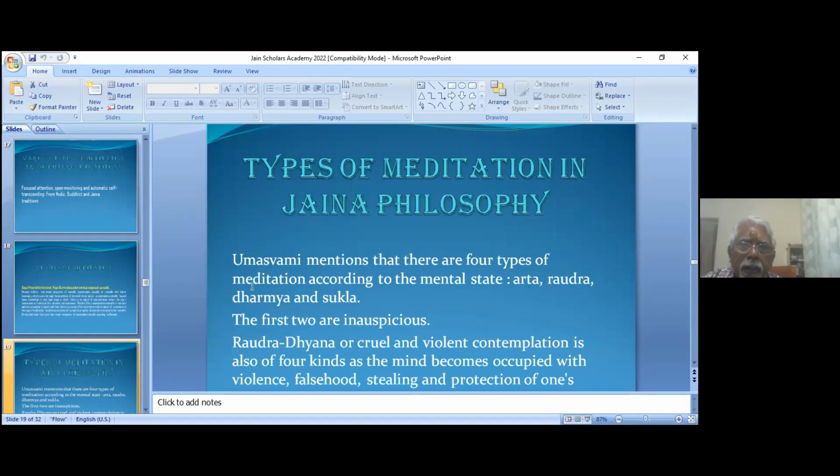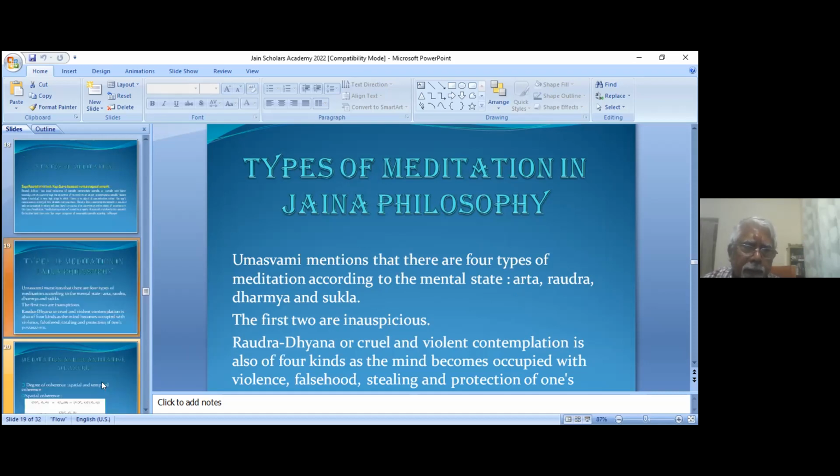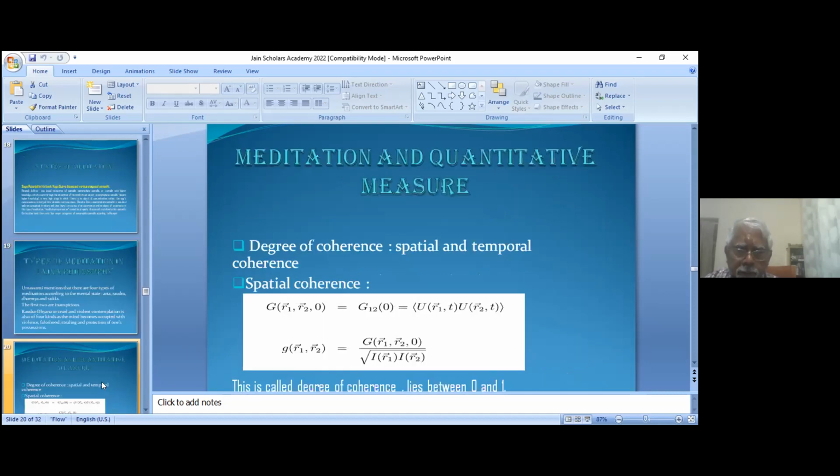And also in Jain philosophy, there are different types of meditation. There are four types of meditation in the Jain text, Gyanarnava. The four states are Arta, Raudra, Dharmya, and Shukla. And the first two are inauspicious. I will not discuss the various states of meditation right now because this is not our primary goal here.